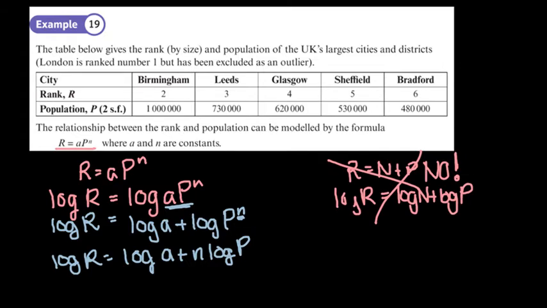That should then give me something more of an expression that I recognise. I'm going to call this variable y, and this one x, in which case I've got y equals something, let's call it c, plus n lots of x. That's a line. I've got a linear relationship now.